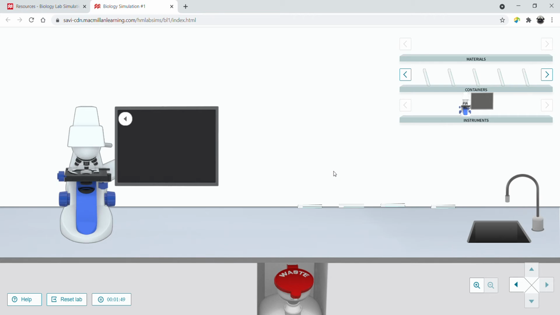Now, one of the basic pieces of equipment that biologists use is called a microscope. A microscope is a series of magnifying lenses that are meant for the user to be able to see things that they normally would not be able to see with the naked eye.